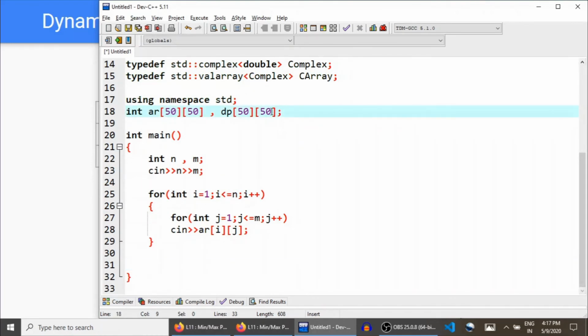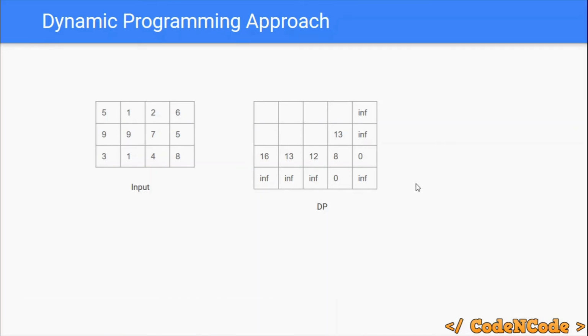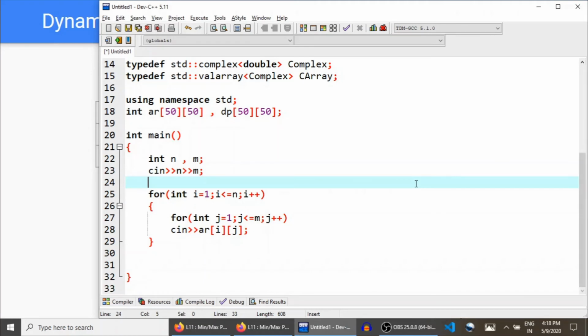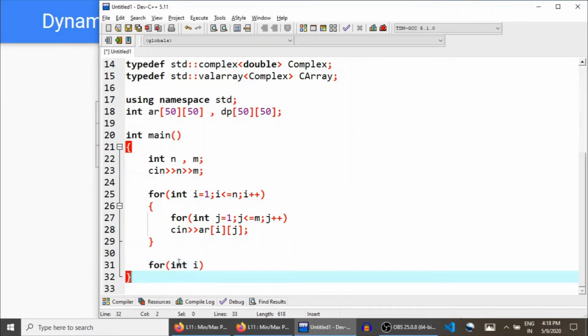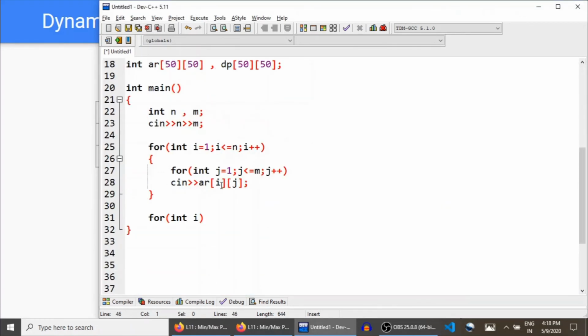This is the input array, this is the DP array. We are reading n and m, which is the number of rows and number of columns. Then we are reading input, nothing much. Now if you see, we fill the n plus 1th row till the m plus 1th column with infinity, right? So let's do that first. So run a loop from, just a second, so you guys have a better view.